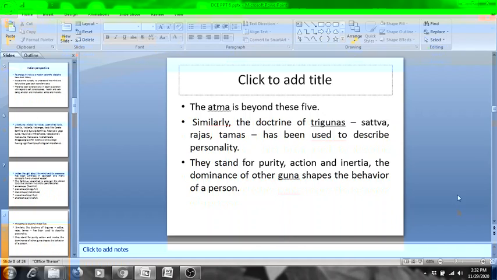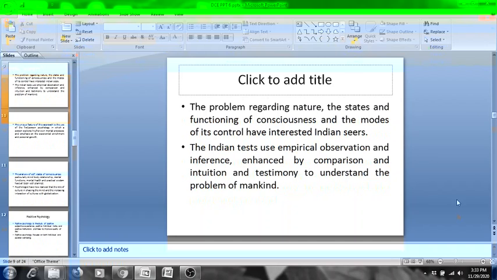Similarly, the doctrine of Trigunas, that includes Sattva, Rajas, Tamas, has been used to describe personality. They stand for purity, action and inertia. The dominance of one guna shapes the behavior of a person.